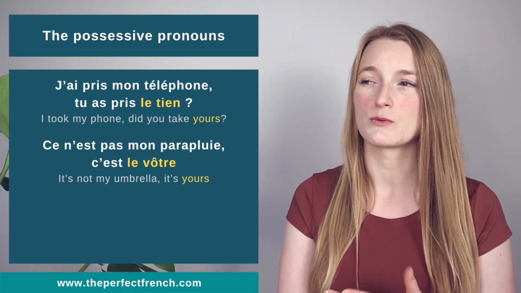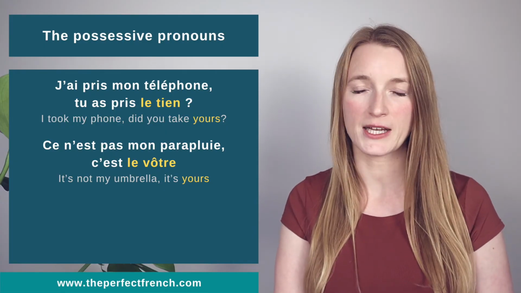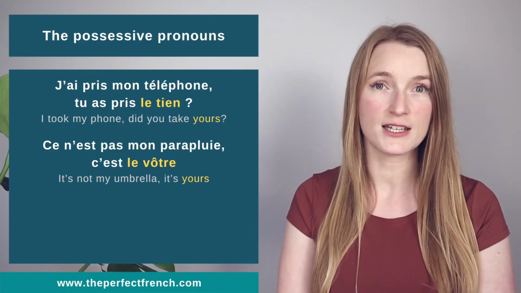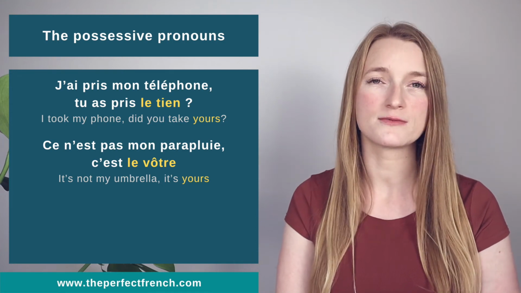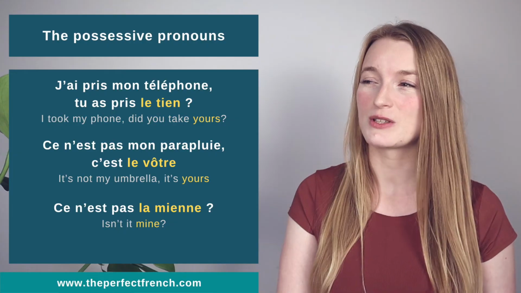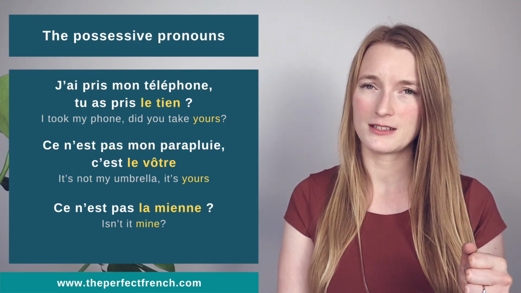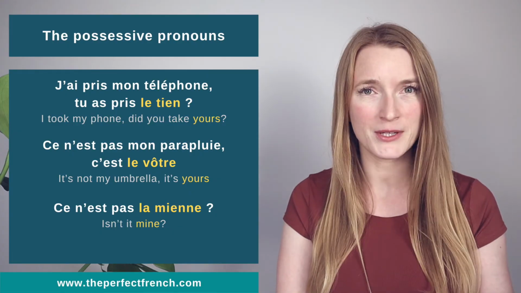So here it's what we call the vouvoiement. So it's talking to a person to whom you have to show respect. So you can't say c'est le tien, you have to say c'est le vôtre. Okay? And if you see something and you wonder if it's yours, you can say ce n'est pas la mienne. Isn't it mine? Ce n'est pas la mienne.